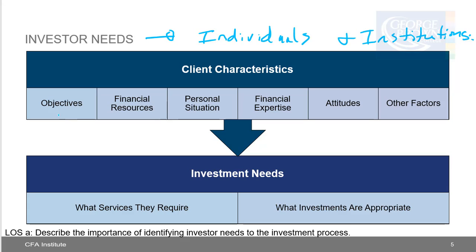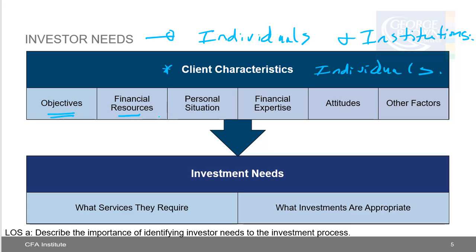So both individuals and institutions will have their objectives. But here, when we're looking at this row, in terms of the client characteristics, we're really looking more at individuals, okay? So with regards to individuals and families, we're going to look at getting to know your customer, KYC, gathering quantitative and qualitative data.